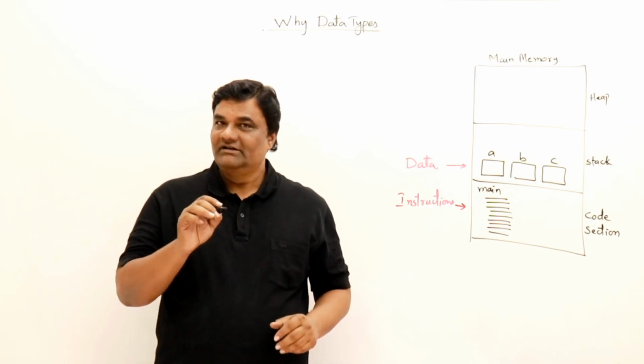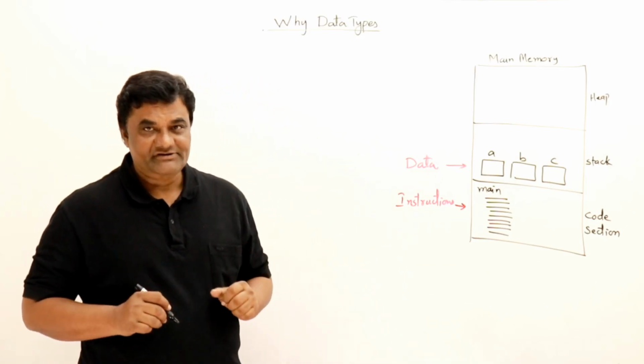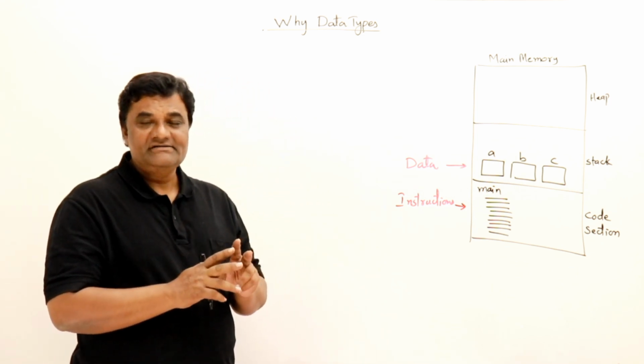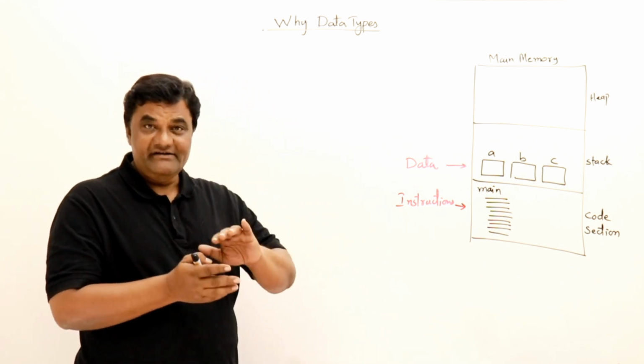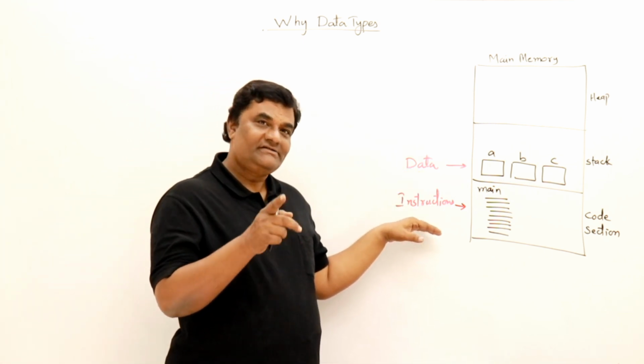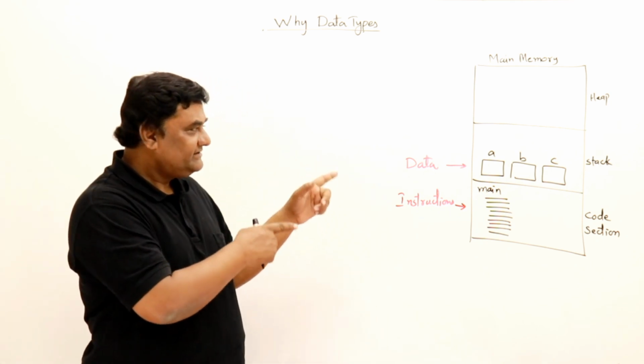In this video, we will learn about data types. So we will understand why we need data types. Let me remind you, I already said that a program is a set of two ingredients: data, and the instructions or operations that are performed on the data. I have shown how the program runs inside the memory.